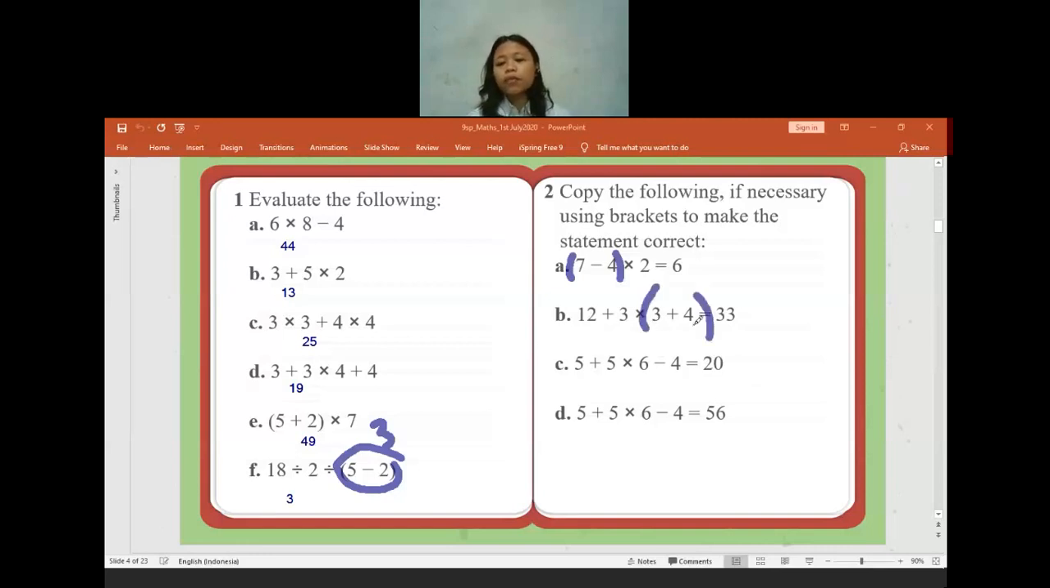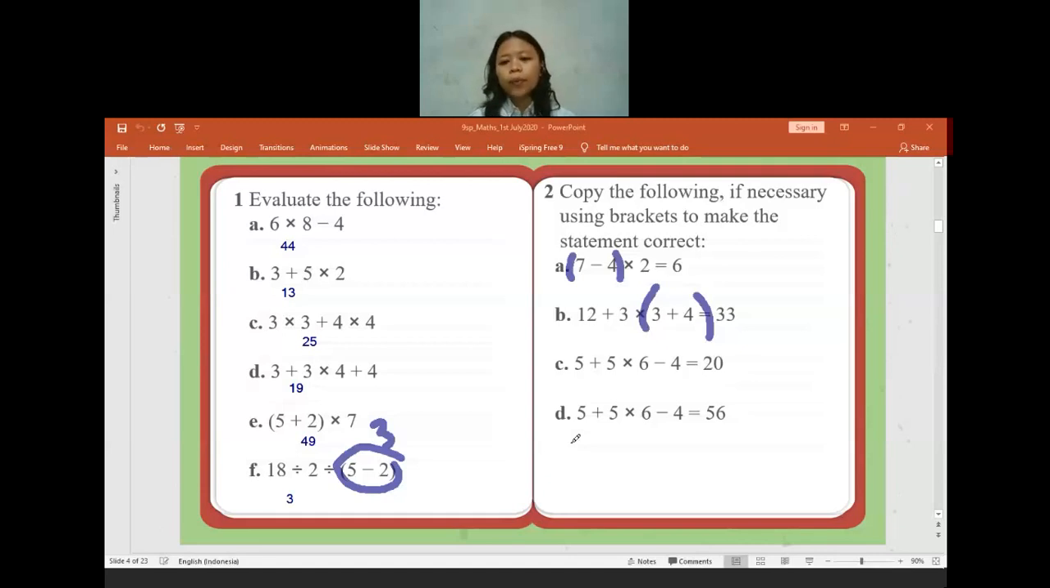We do the addition first. 3 plus 4 equals 7. 3 times 7 equals 21. 21 plus 12 equals 33. Okay, correct. Is there anyone who disagrees? Okay then, let us continue to question C.